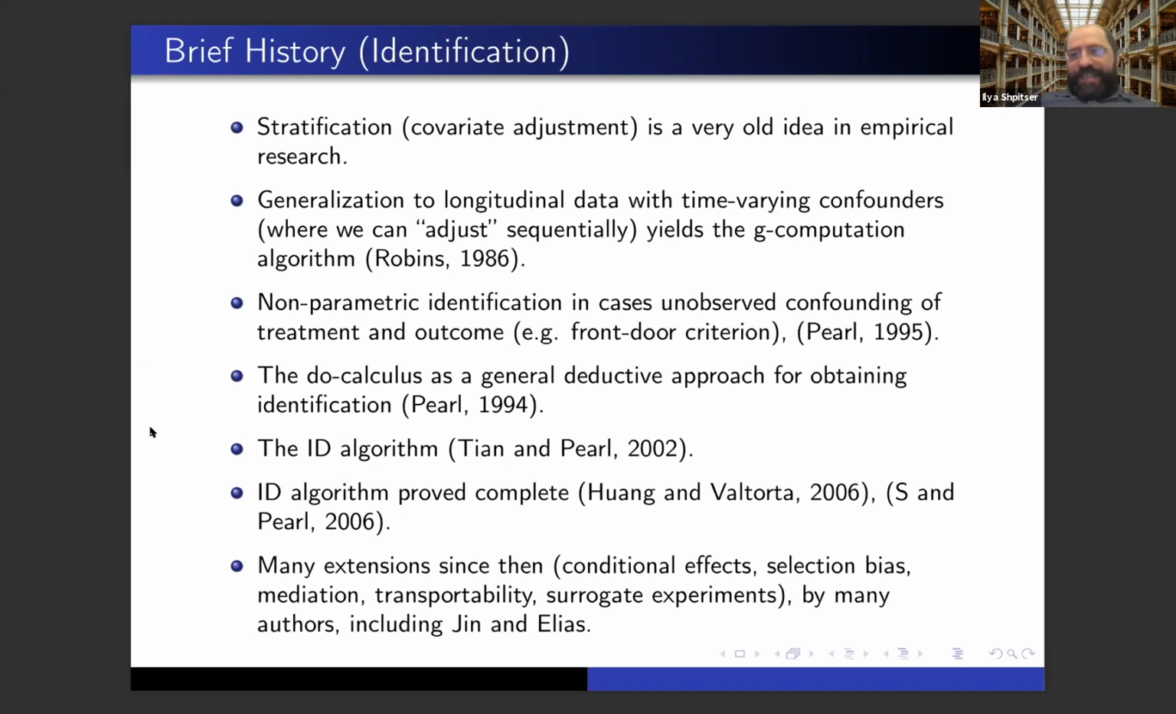Judea Pearl, of course, has done an enormous amount of work on this problem, and he proposed that there are some counterintuitive situations where you have unobserved common causes of the treatment and an outcome where you're still identified, such as the front door criterion, and eventually proposed the do calculus as a general deductive inference scheme for getting identification. Of course, Jin proposed the ID algorithm as a general approach to getting all identification, and this was eventually proved to be a complete algorithm. And there are lots and lots of extensions to conditional effects, selection bias, mediation, transportability, surrogates, and all sorts of things by lots of authors, including Jin and Elias, of course.